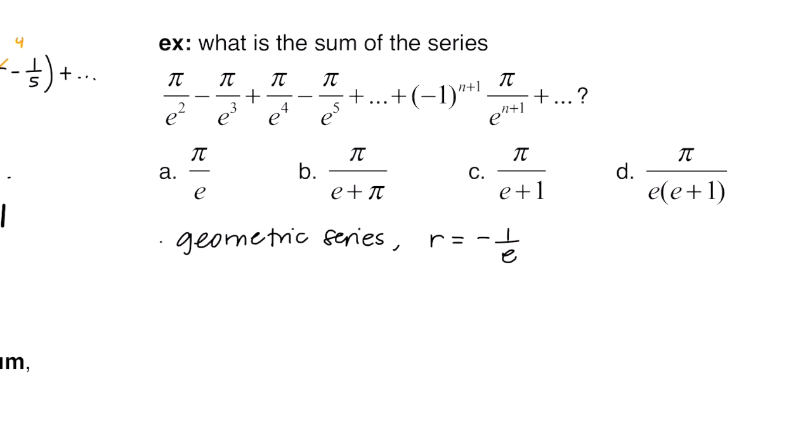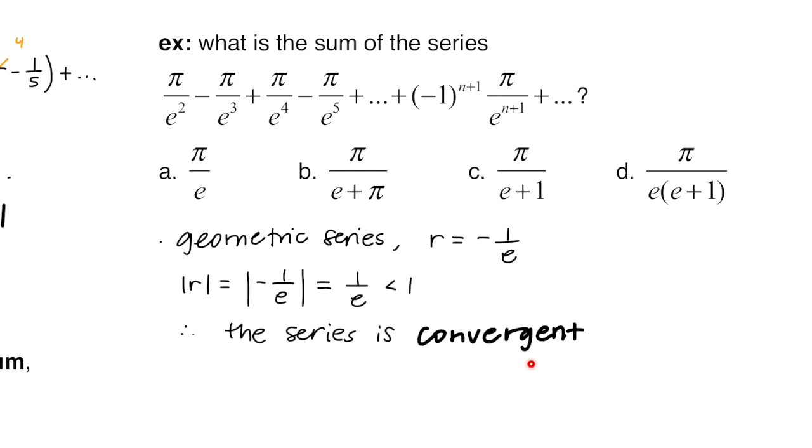Just a little tip, anytime in AP Calc that it's asking you to actually find the sum of the series, that means it's going to be a geometric series and that it's convergent, and you're using the formula a1 over 1 minus r. So that's going to be a nice little hint. Okay, so let's actually do the problem. We're going to first take the absolute value of r, and when you do that, you get +1 over e. Remember, e is approximately 2.718, so 1 divided by 2.718 is going to be less than 1. So therefore, the series is convergent.